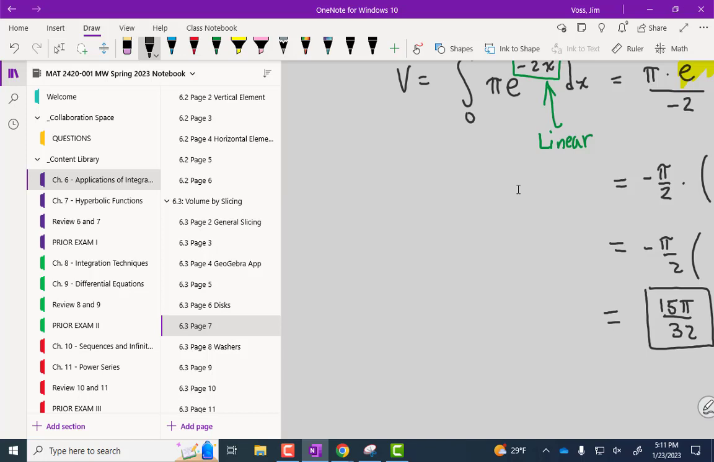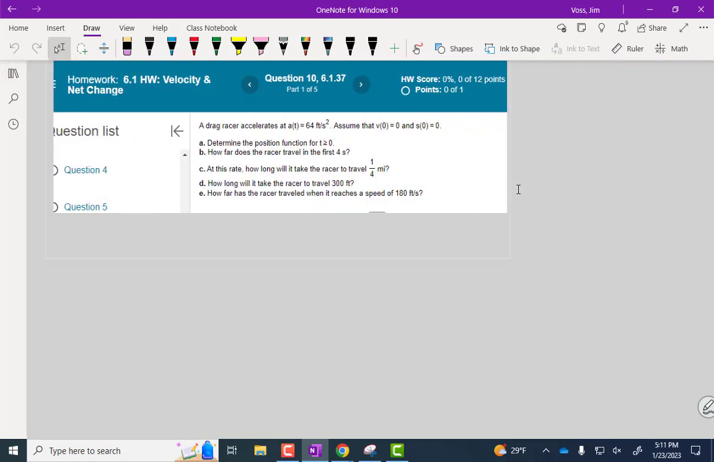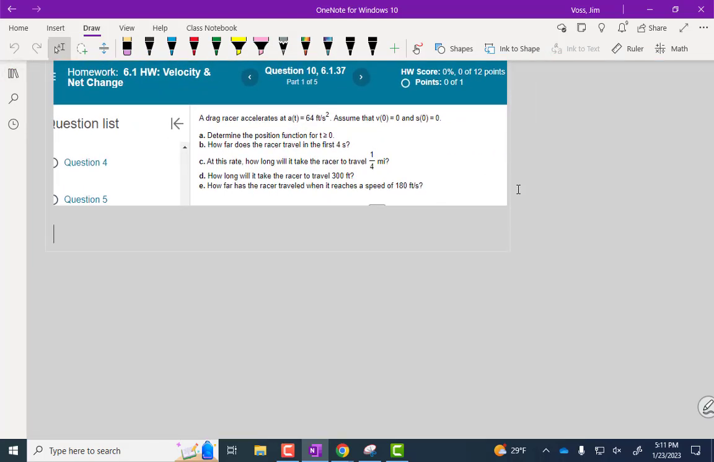Roberto asked a question earlier, and I put it up here in this question space. Let's talk about this for a moment. Maybe I won't write it all down because it's part of the homework. I want you to think about it. But so here we're given a drag racer that accelerates at 64 feet per second squared. So that's the acceleration. Initial velocity is 0, initial position is 0, starting at the start line. So it says determine the position function for t greater than or equal to 0.